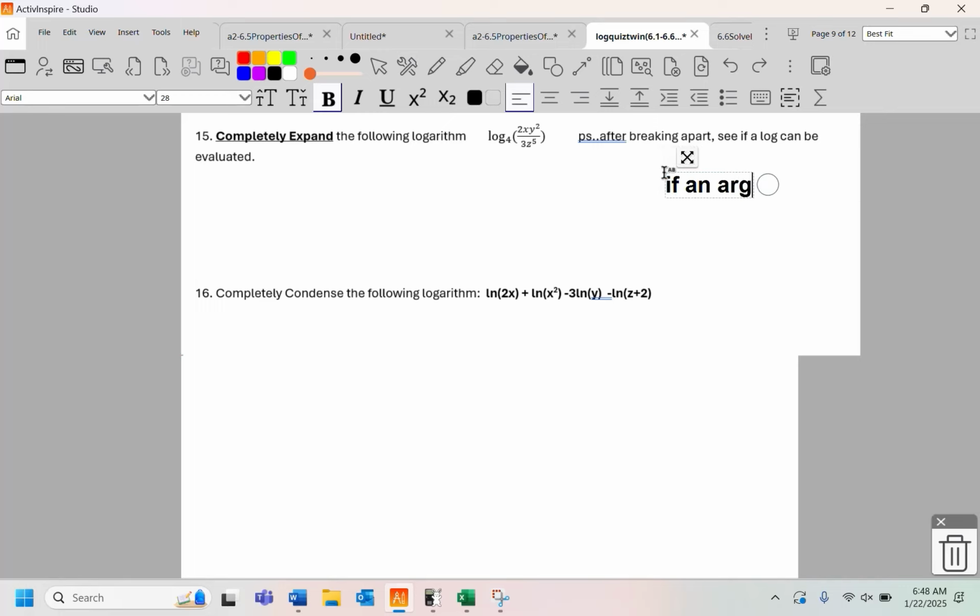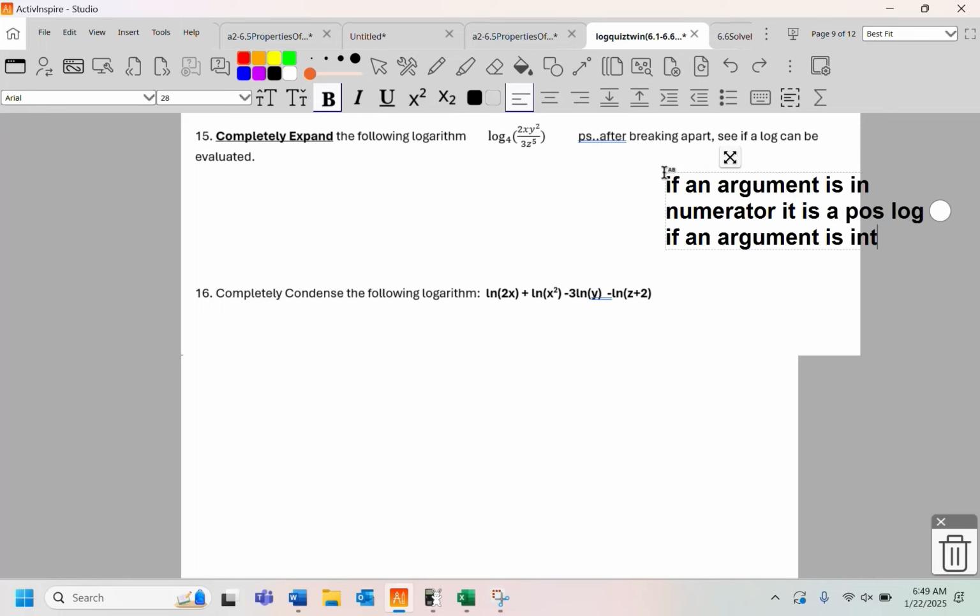If an argument is in the numerator, it is a positive log. If an argument is in the denominator, it is a negative log. That's how you do these things.